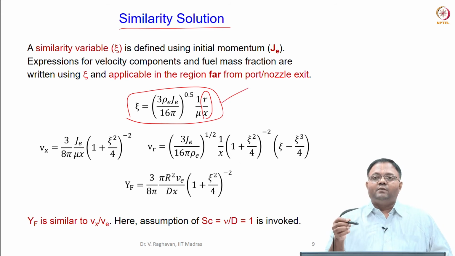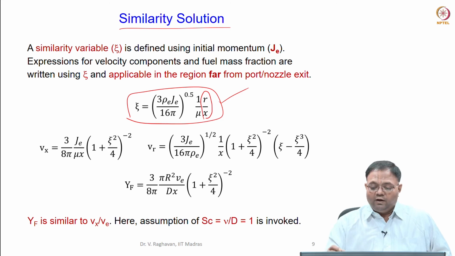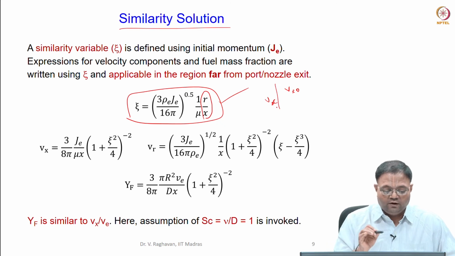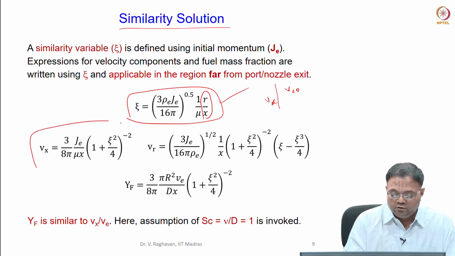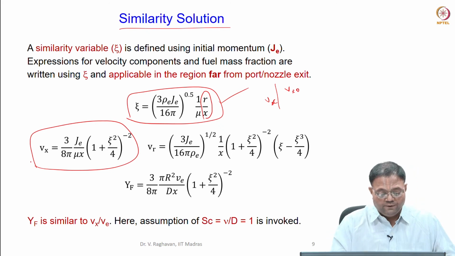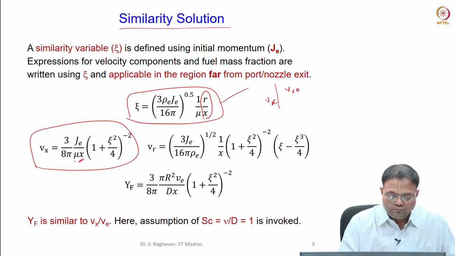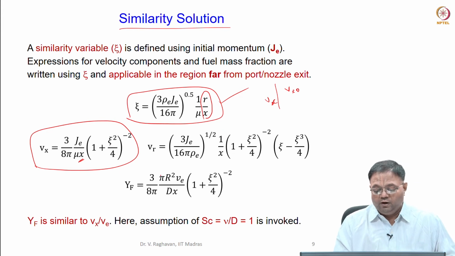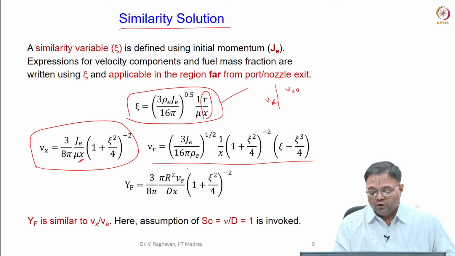Once you use the similarity variable and also normalize the axial velocity with the central value, you get the solution in terms of this. So, this is the solution for Vx, the actual velocity at any x location. Vx at any x location will be 3 by 8 pi, Je by mu x, times 1 plus psi square by 4, the whole to the power minus 2. Similarly, the R profile is also given like this.